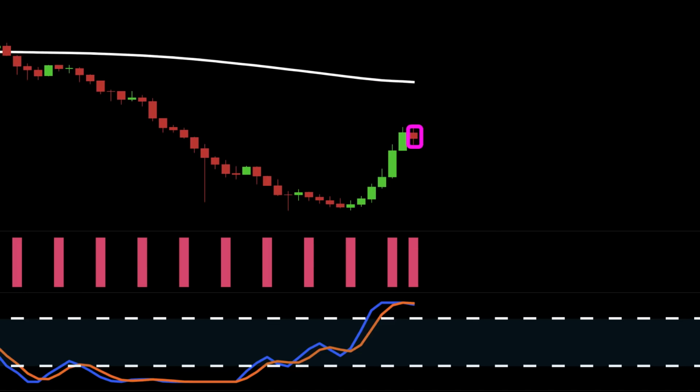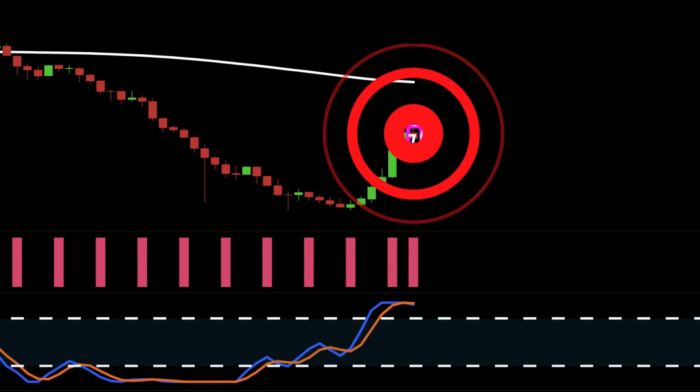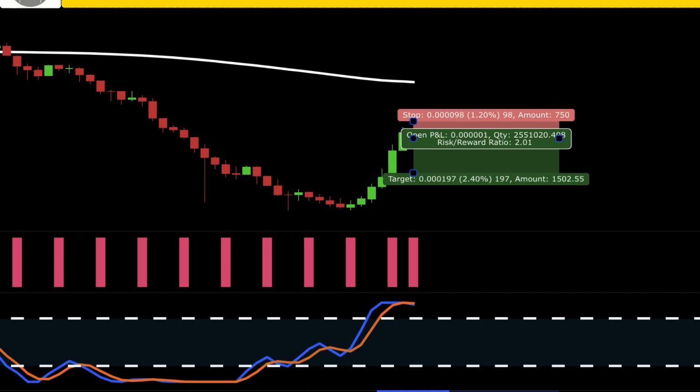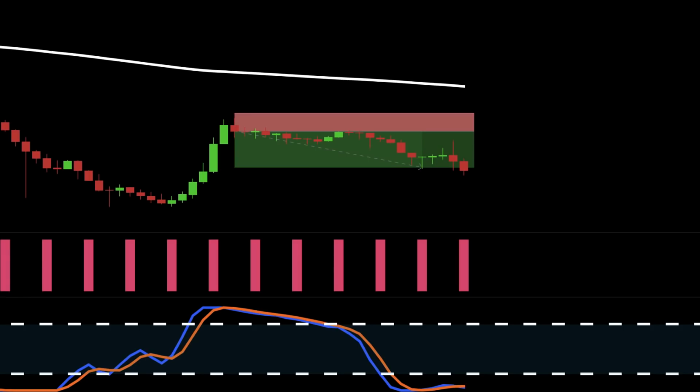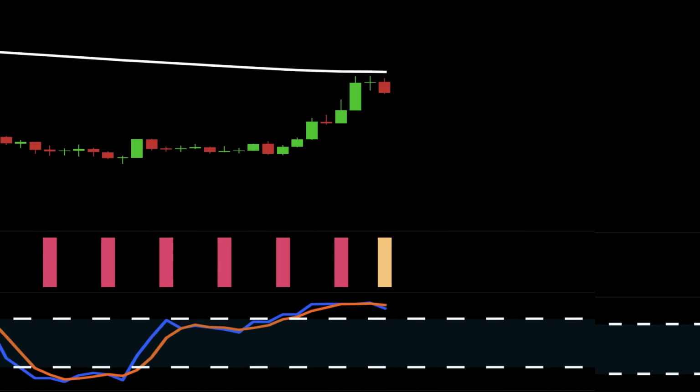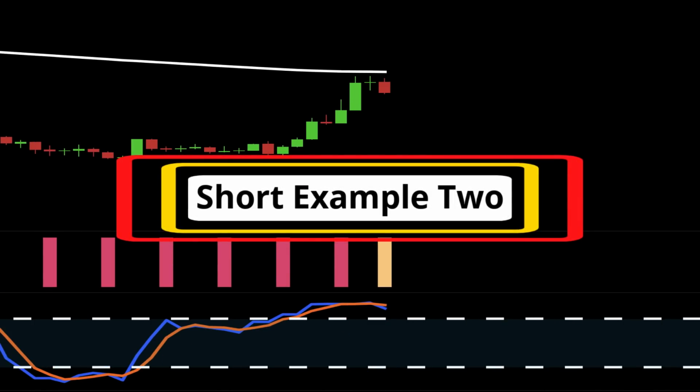When this candle closes, the rules are met. That is our trigger candle. The stop is placed at the previous swing high, and the target is 1 to 2. And this example winds up hitting our target. I am going to show you one more quick short example.